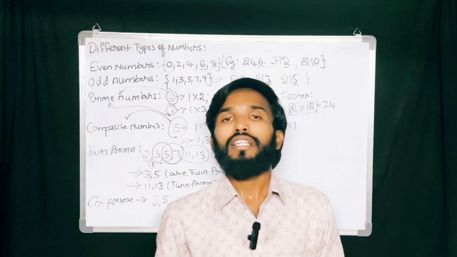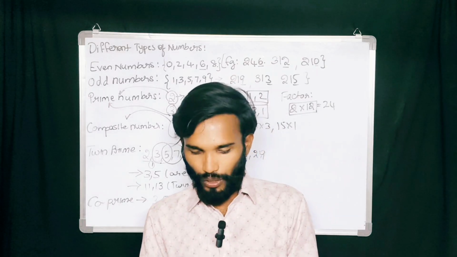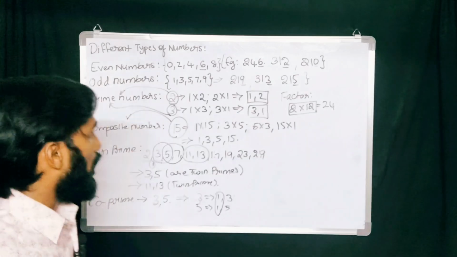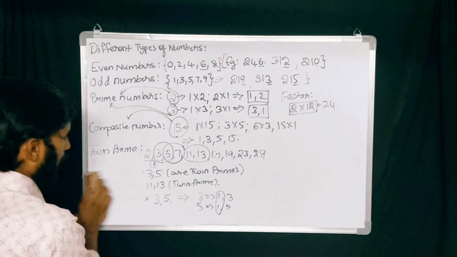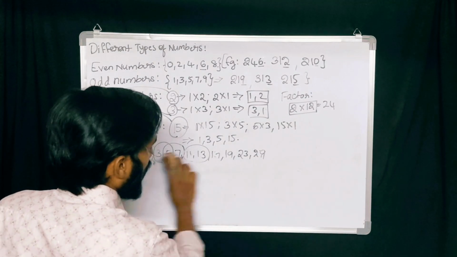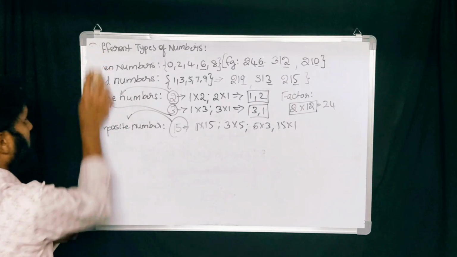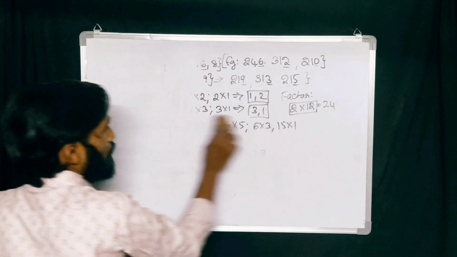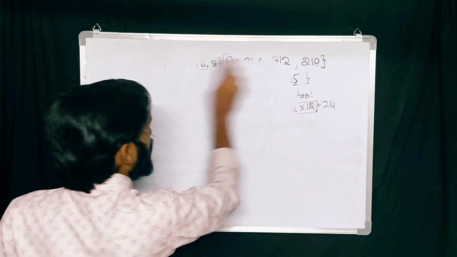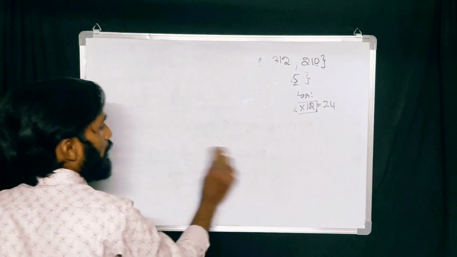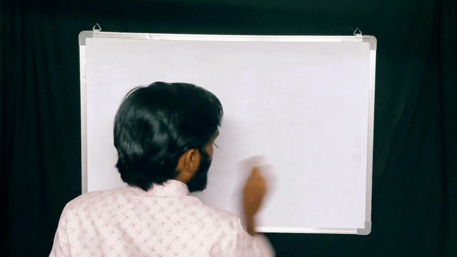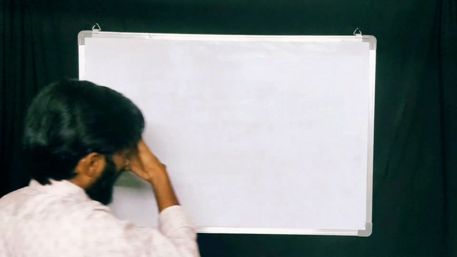So these are the different types of numbers, which are the basic concept for mathematics. Now let us move to the next concept, which is prime factorization. As the name itself says, prime means prime numbers, and factorization means finding the factors. So find the prime factors of any given number.